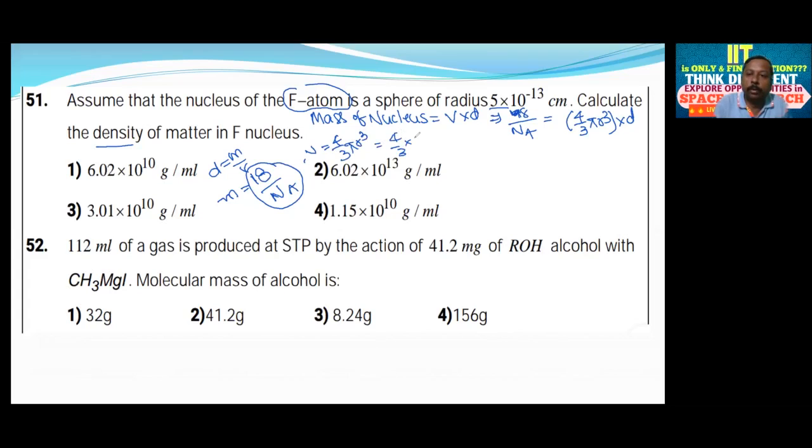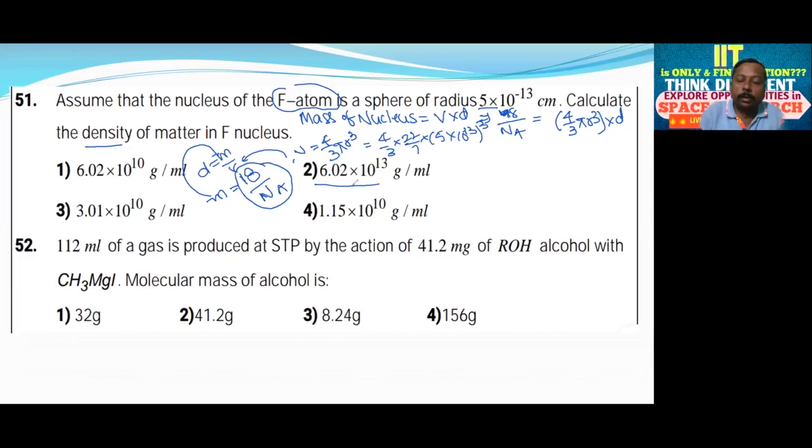4 by 3 into pi, which is 22 by 7, into r. The radius is given as 5 into 10 to the power of minus 13. We require gram per centimeter cube only, so cube it. Then substitute the mass and the volume, and you will get the density. I think it is 6.02 into 10 to the power of 13. You might be getting that answer also. There may be some calculation mistake, but the procedure will be the same.